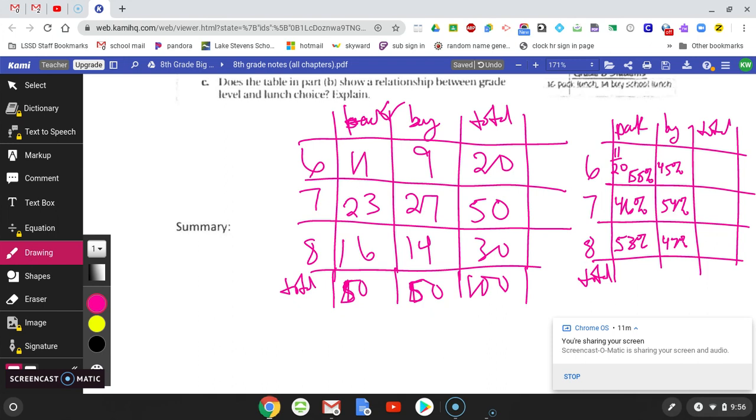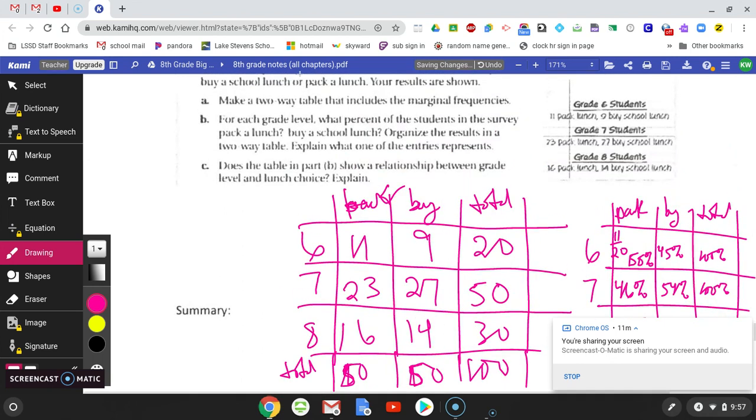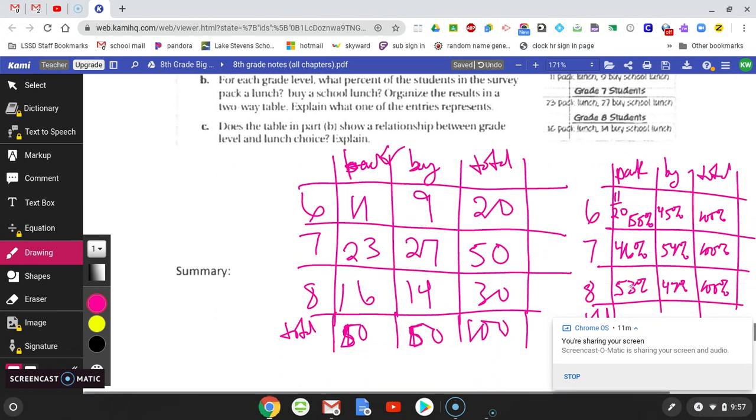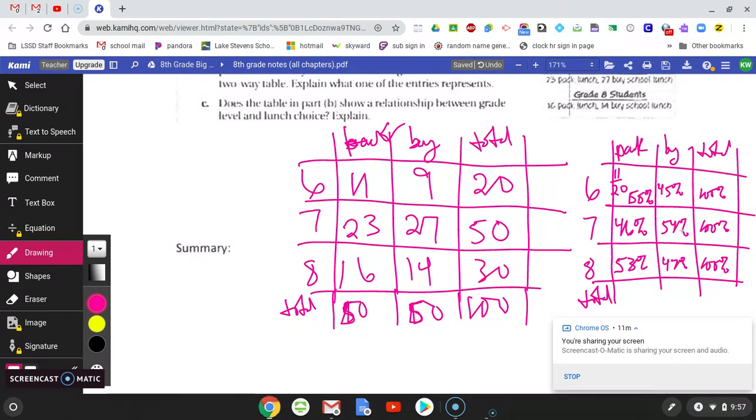And they should always add up to 100%. Otherwise, you know you've done something wrong because we're accounting for every single one of them. Okay, so that would be making this part here. So explain what each of the entries represents. 55% of the 6th graders pack their lunch. 45% of the 6th graders buy their lunch. 46% of the 7th graders pack their lunch, and 54% of the 7th graders buy their lunch. 53% of the 8th graders pack their lunch, and 47% of the 8th graders buy their lunch.